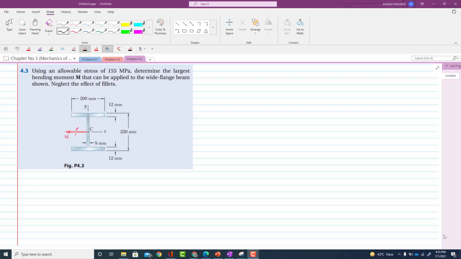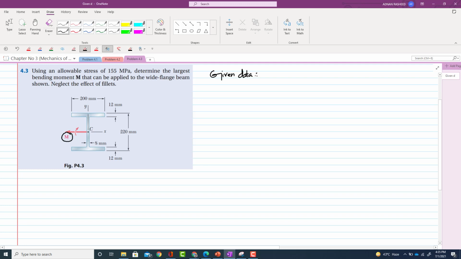Let's start problem 4.3. The statement of the problem is: given that using an allowable stress of 155 megapascal, determine the largest bending moment that can be applied to the wide flange beam shown, neglecting the effect of fillets. So this is a wide flange, the cross section of the wide flange is given and the moment is also shown. You have to determine the value of the largest moment that can be applied. Clear?